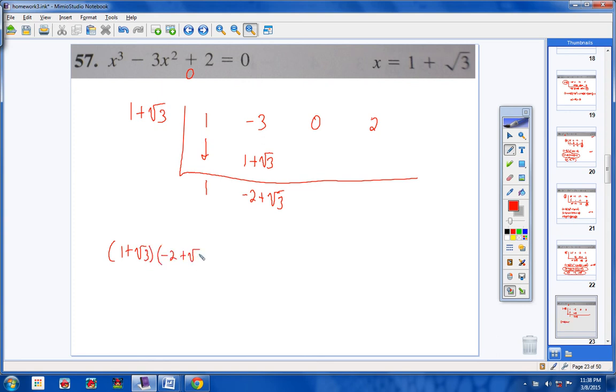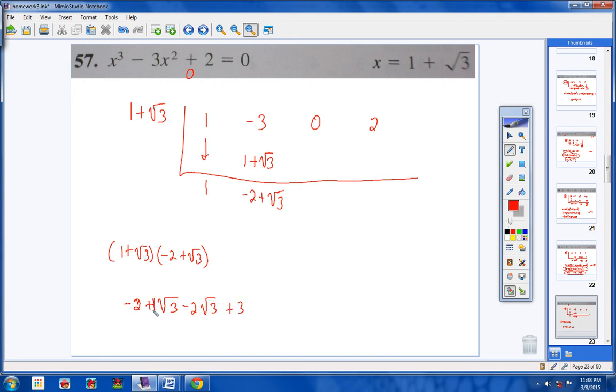Negative 2 plus square root of 3. 1 times negative 2 is negative 2. 1 times square root of 3 is square root of 3. Square root of 3 times negative 2 is negative 2 square root of 3. And square root of 3 times square root of 3 is 3.